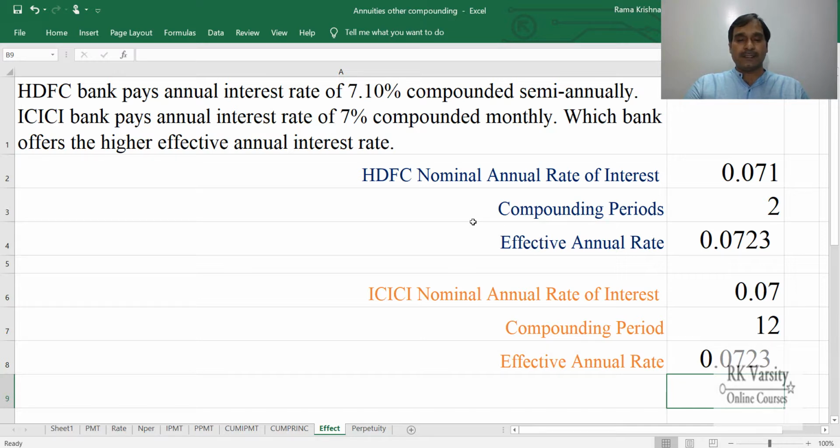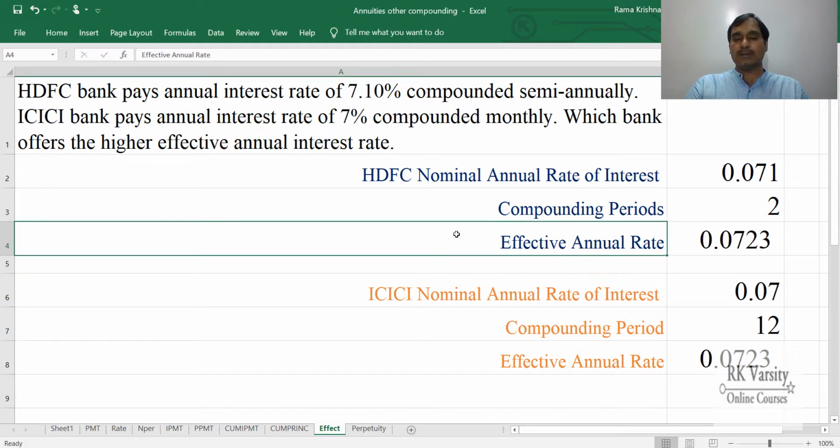That means it will make no difference whether you invest in HDFC Bank, which pays an annual rate of 7.1%, or in ICICI Bank, which pays 7% compounded monthly. This is how you can calculate effective annual rate using the Excel EFFECT function.